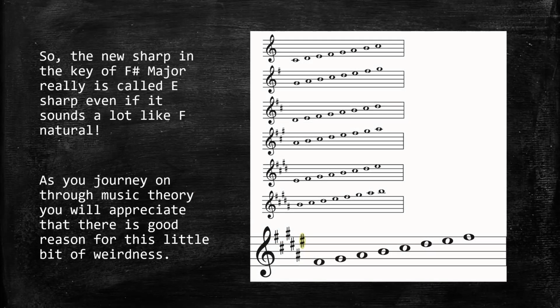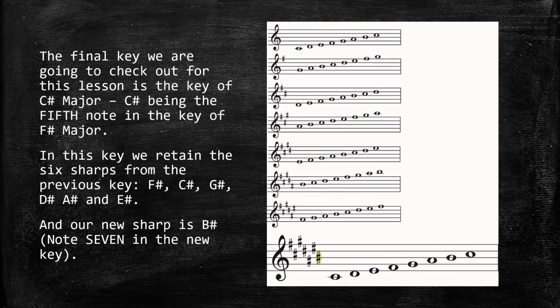So the new sharp in the key of F sharp major really is called E sharp, even if it sounds a lot like F natural. As you journey on through music theory, you will appreciate that there is good reason for this little bit of weirdness. The final key we're going to check out for this lesson is the key of C sharp major, C sharp being the 5th note in the key of F sharp major.